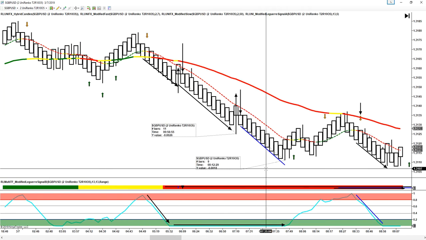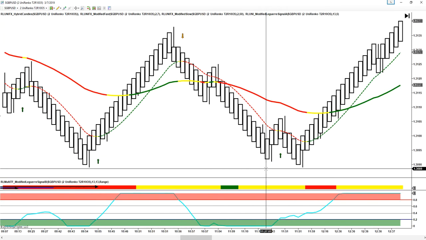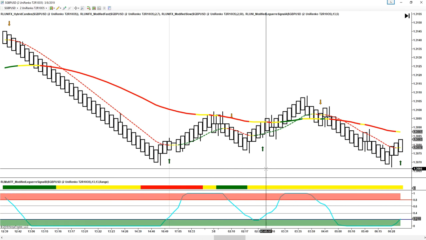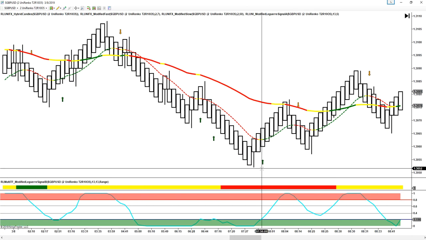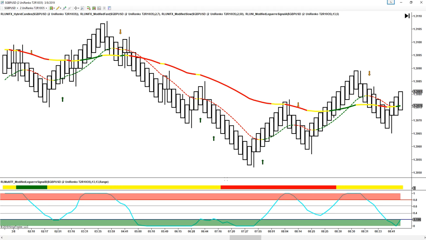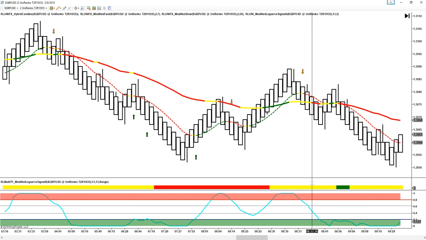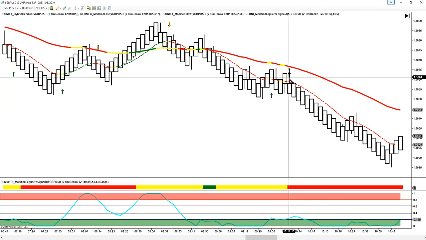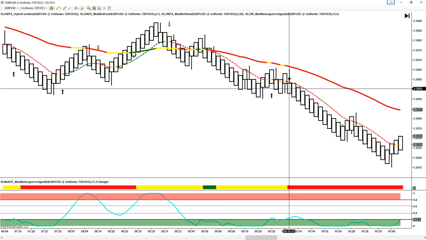And I'll show you one more setup, because I don't want this to be long. I just want you to understand conceptually what we're looking to do. Now, here's red. But we get no short trade here. And here, look at this move down on this continuation right here.